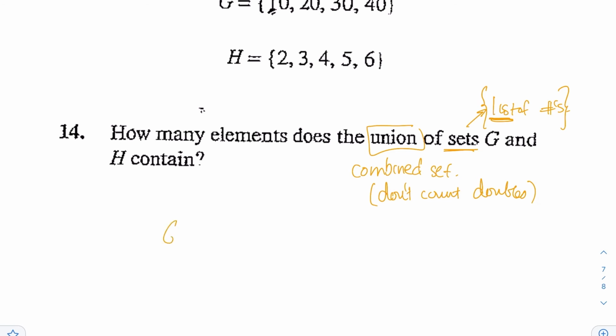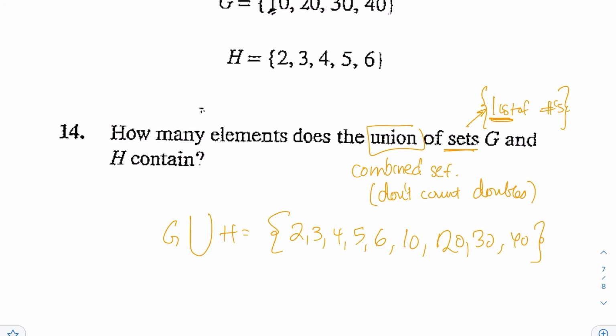So the union G, U, H is going to be everything in G and everything in H. And because they have nothing in common, they just have everything in there. If you count this out, there are 9 numbers in here. So the answer is 9. There are 9 elements in the union.